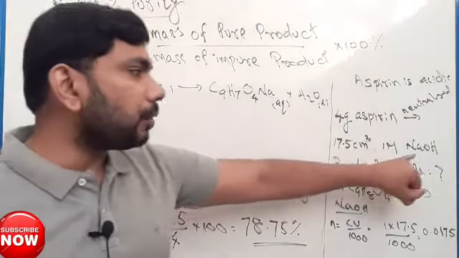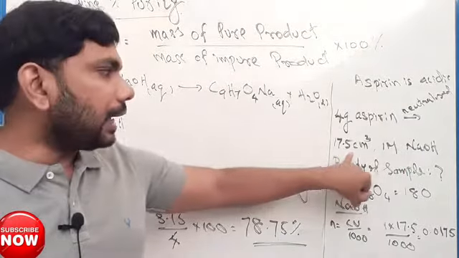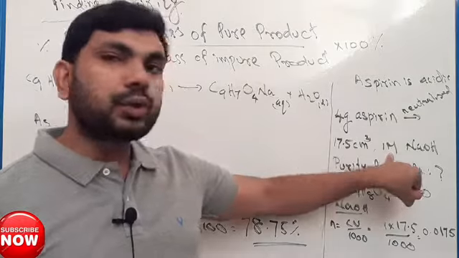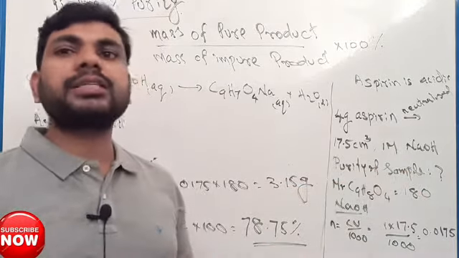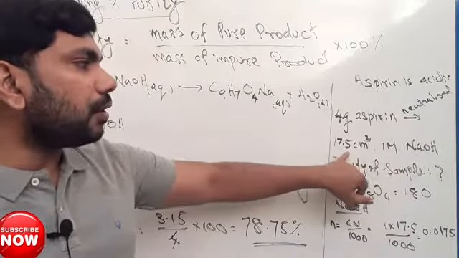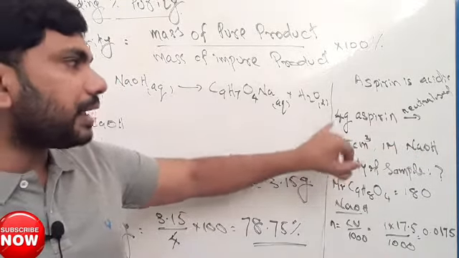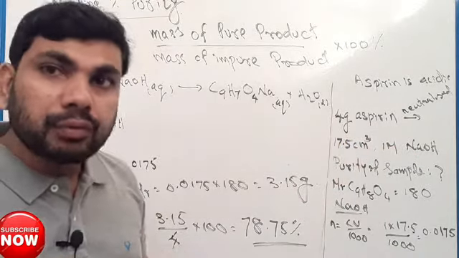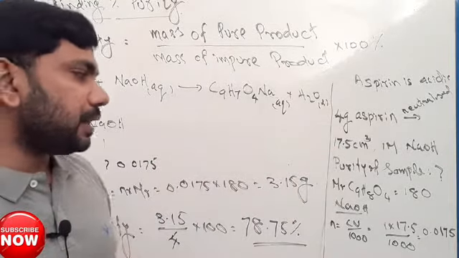17.5 is the volume of sodium hydroxide, 17.5 centimeter cube. And this is the concentration of sodium hydroxide, 1 molar, or you can say 1 mole per decimeter cube. So this is the concentration and the volume of sodium hydroxide that reacted with 4 gram aspirin. We want to find the percentage purity of this aspirin.